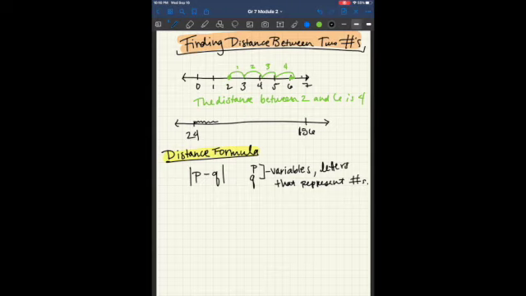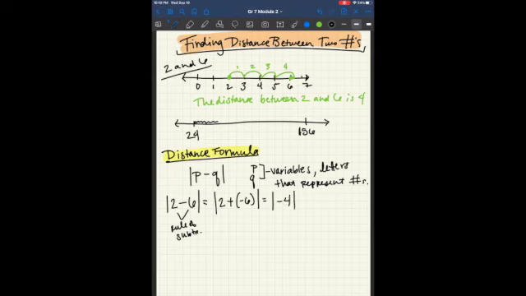So if we look back at the first example, where we had 2 and 6, we can figure that out using the distance formula. We're going to take the absolute value of 2 minus 6. That is a subtraction problem, so we're going to keep the 2, change the subtraction to addition, take the opposite of 6, which is negative 6, and now it's an addition problem. So 2 plus negative 6, using the rules of addition, we get negative 4, and the absolute value of negative 4 is 4. So that is the distance between 2 and 6 using the distance formula.